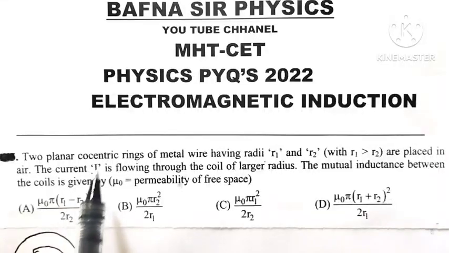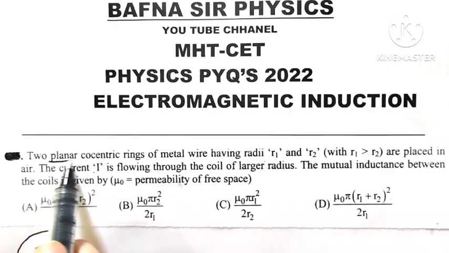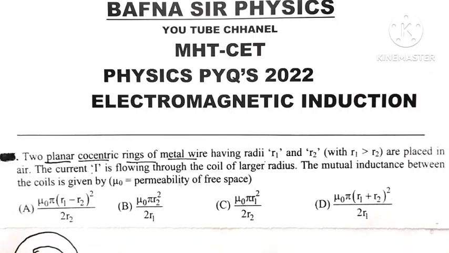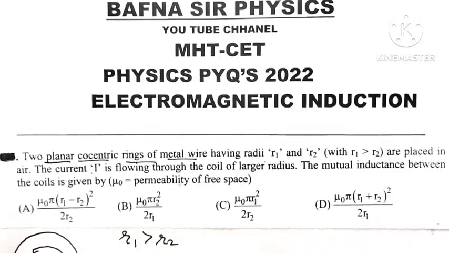Two planar concentric rings of metal wire. Two planar concentric rings of metal wire means there are two rings lying in the same plane and having a common center. Having radii r1 and r2, their radii are different such that the coil of radius r1 is greater than the other coil of radius r2, and they are placed in air.